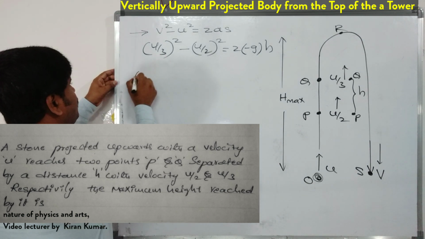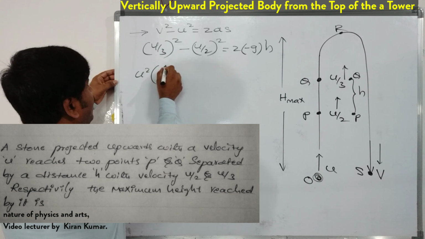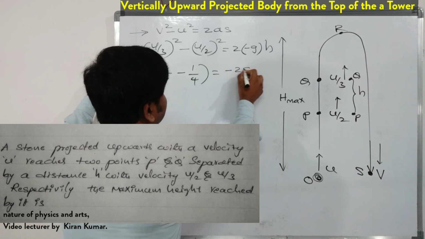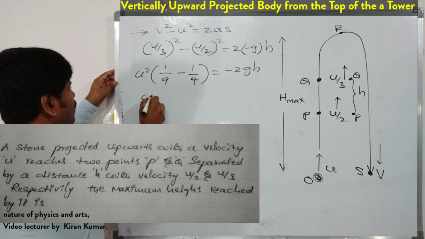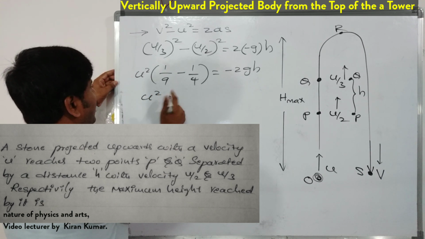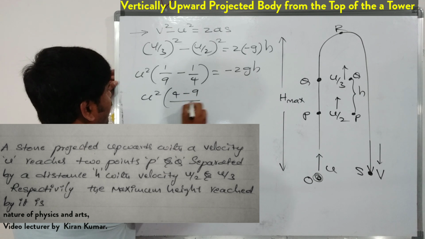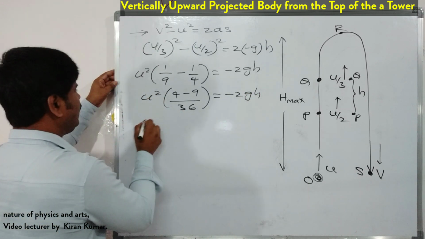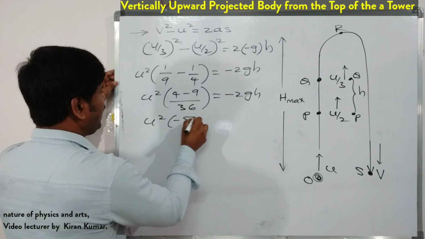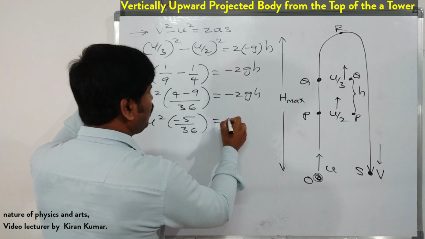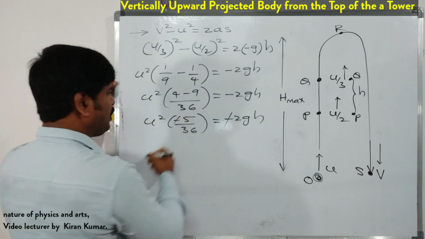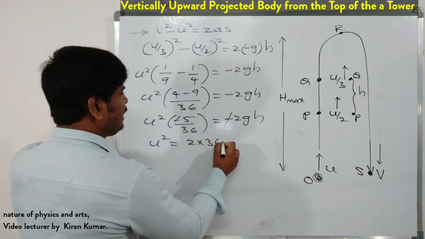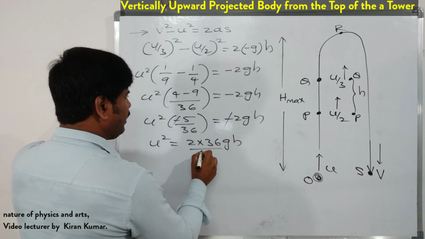Then u² is common, so we can take 1 divided by 9 minus 1 divided by 4, which is equal to −2gh. So u² times (4 − 9) divided by 36 is equal to −2gh. Then u² times −5 divided by 36 is equal to −2gh. The negative sign gets cancelled, so u² is equal to 2 into 36 into gh divided by 5.